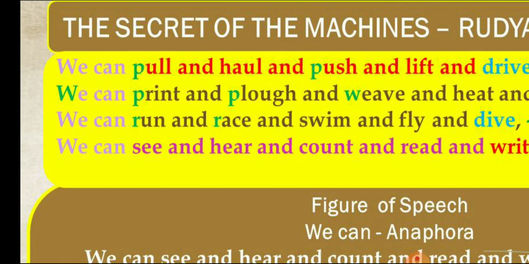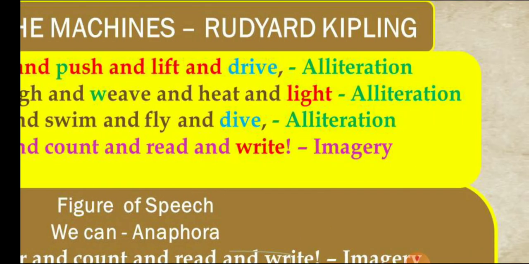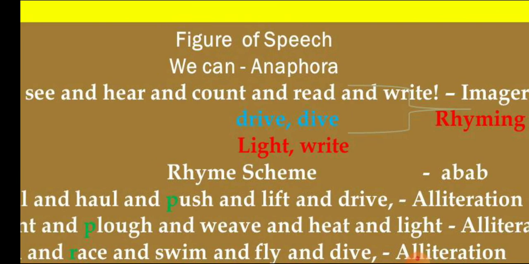And we have another figure of speech, that is personification. We can pull and haul and push and lift and drive. These are all human qualities which are attributed to the machines. So the figure of speech employed here is personification. Then I told you the alliterated words.